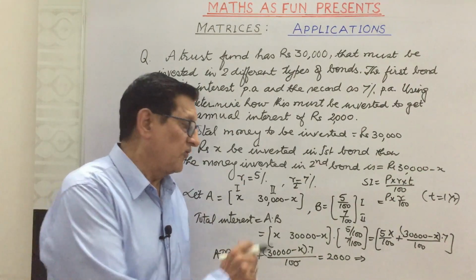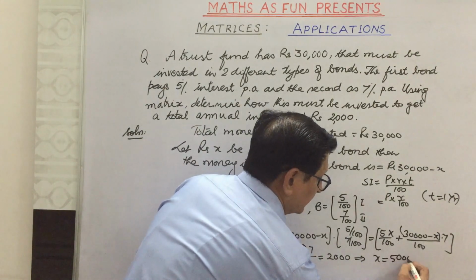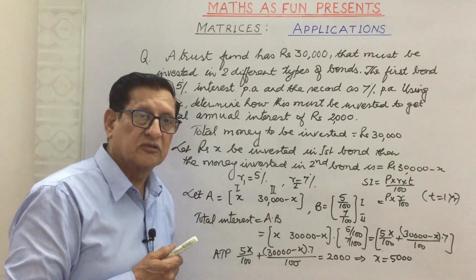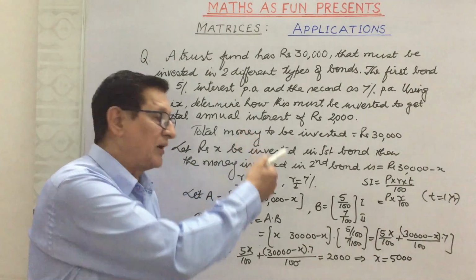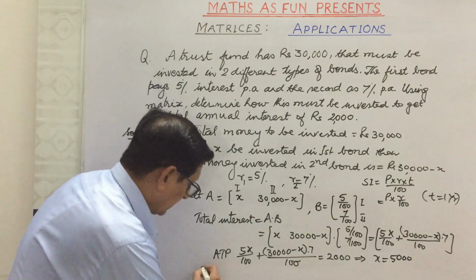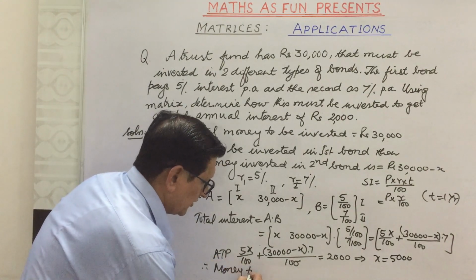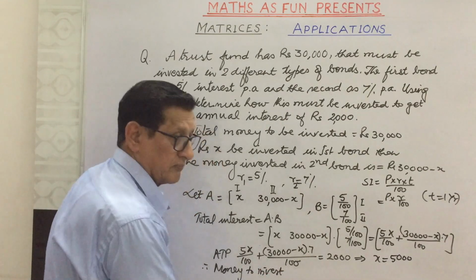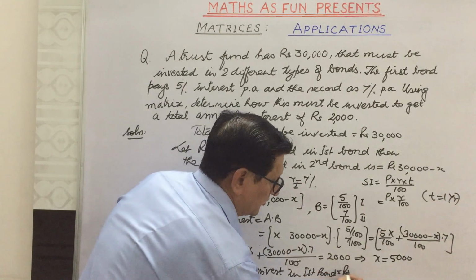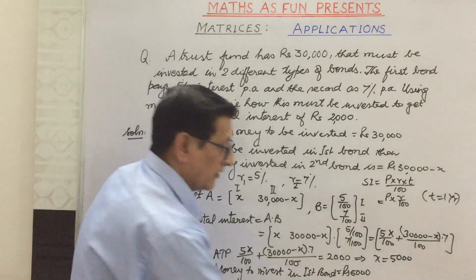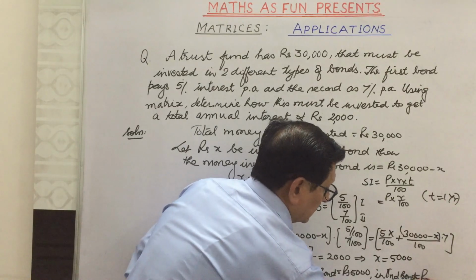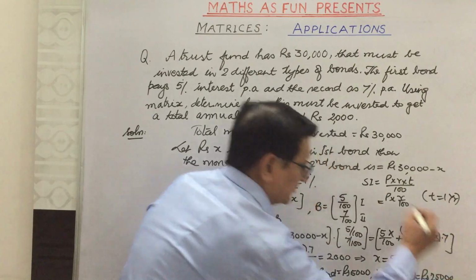Solving this equation, we find the value of x as 5,000. It means the money to be invested in the first bond is rupees 5,000, and in the second bond it will be 30,000 minus 5,000, that is rupees 25,000. So we can write the answer. Therefore, money to invest in first bond is equal to rupees 5,000. In second bond is equal to rupees 25,000.